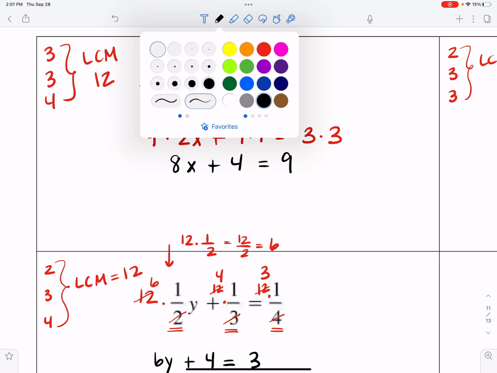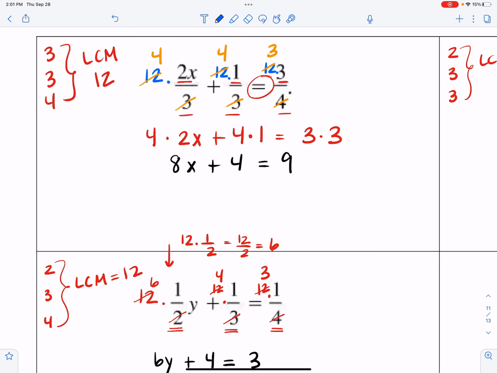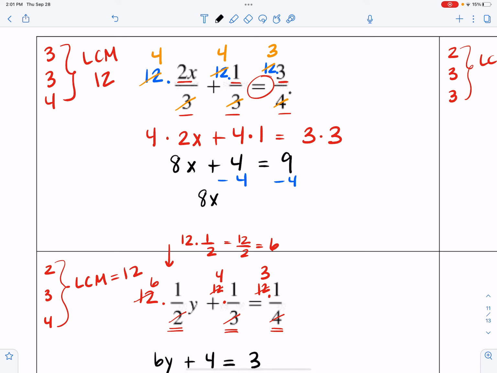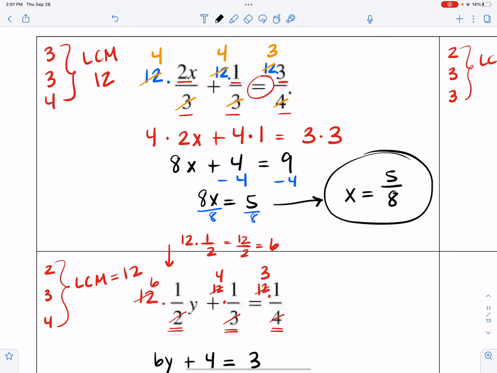So now you get your variable on one side, everything else on the other. Do any addition and subtraction first. 8x is equal to 5. Then divide both sides by 8, and that's going to tell me that x is equal to 5/8.